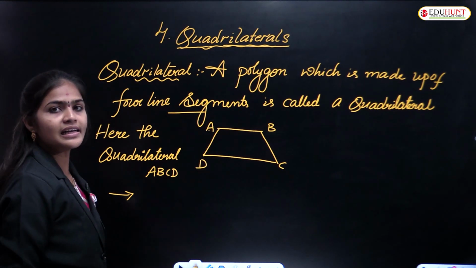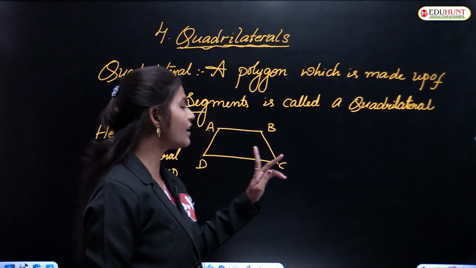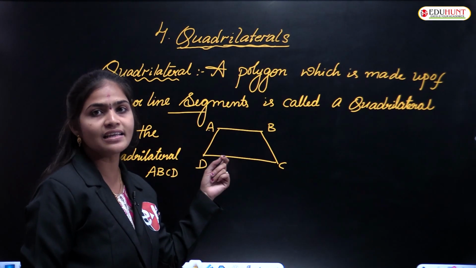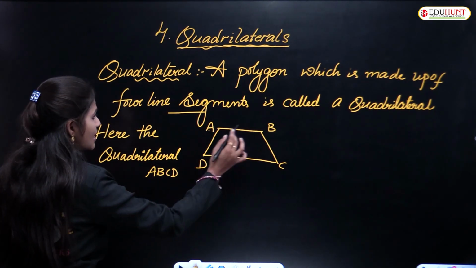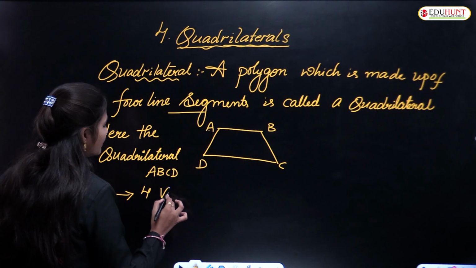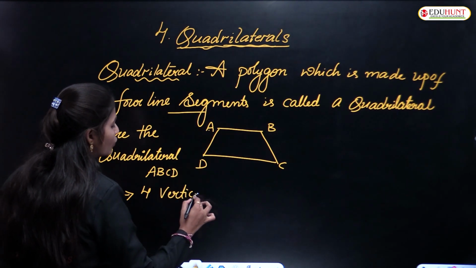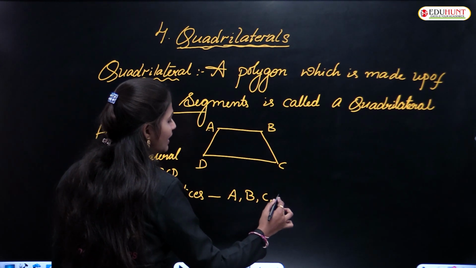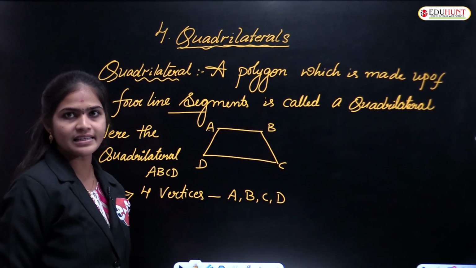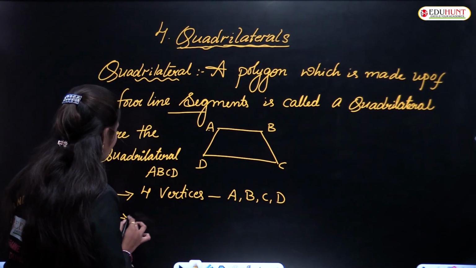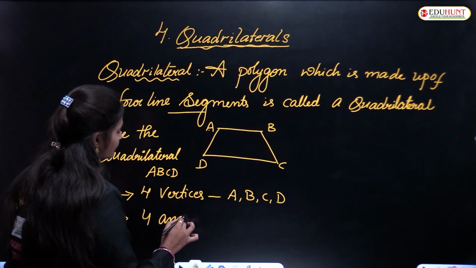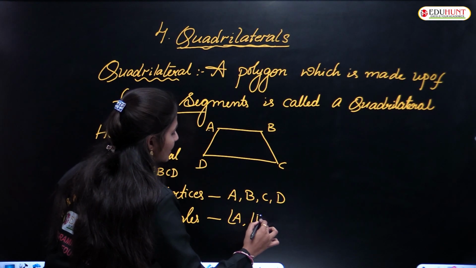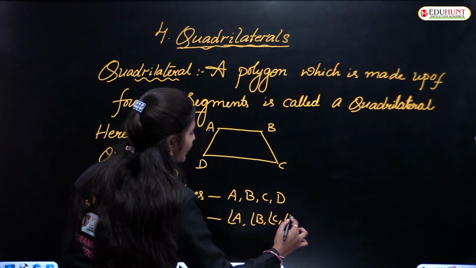First, a quadrilateral has 4 line segments, and the intersection point of 2 lines we call a vertex. So how many vertices are there here? 4 vertices. So a quadrilateral has 4 vertices. What are those vertices? A, B, C, D. Next, it has 4 angles: angle A, angle B, angle C, angle D.